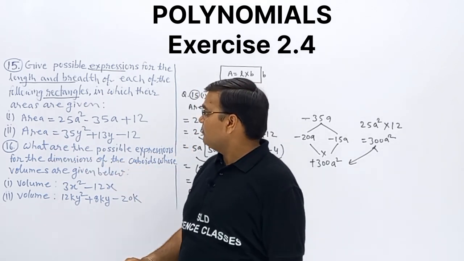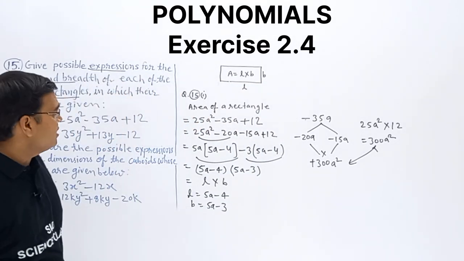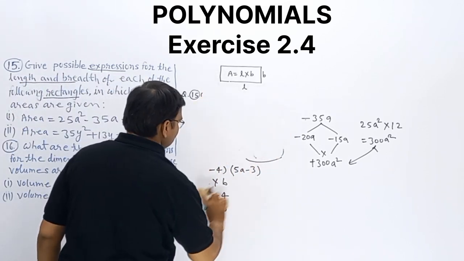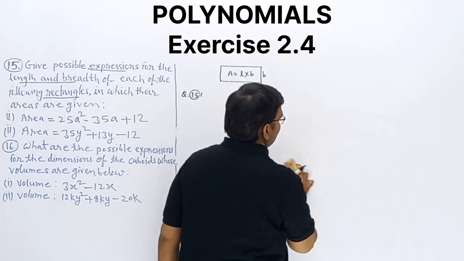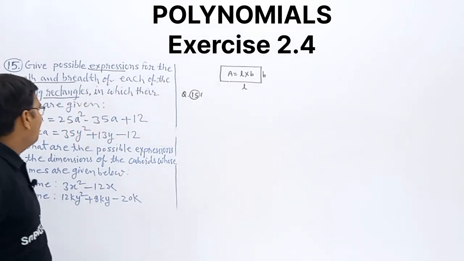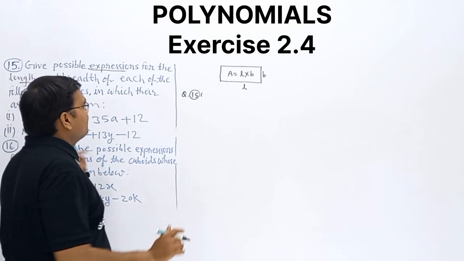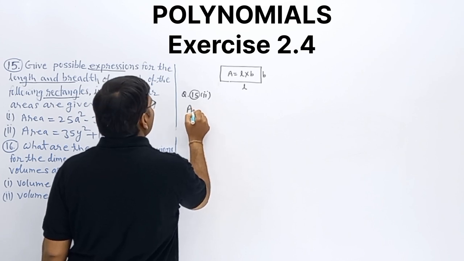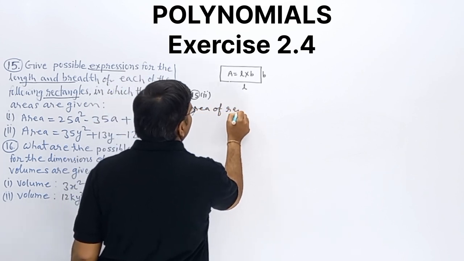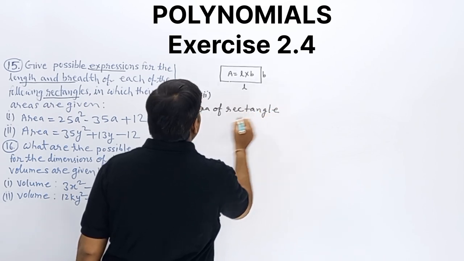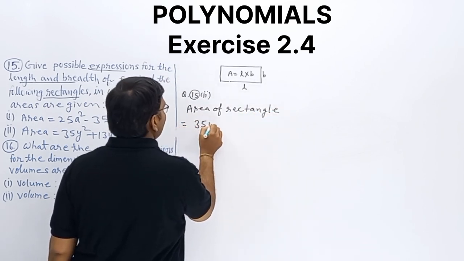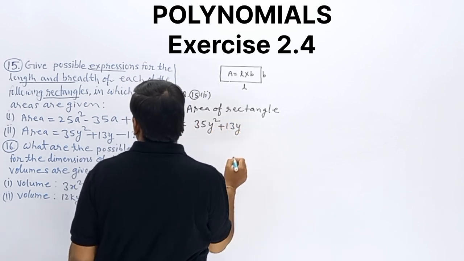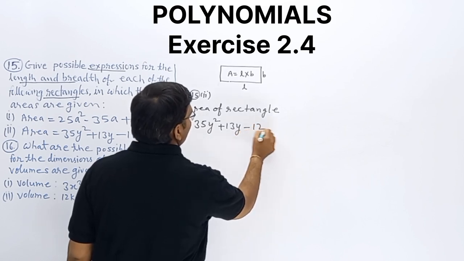Now next, we have an area. I am taking the second part of the 15th question. The second one has area of a rectangle equal to 35y square plus 13y minus 12.